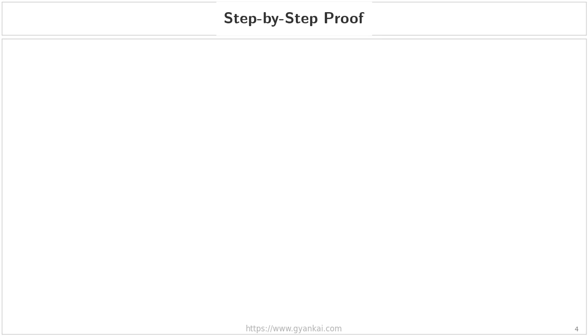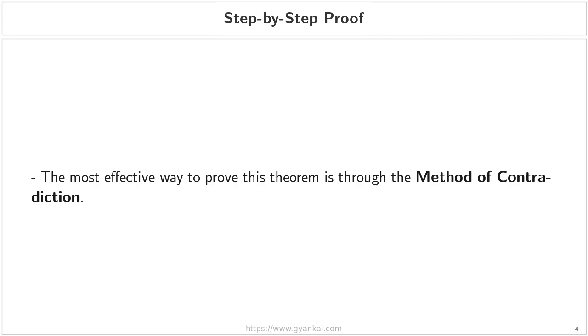Step-by-step proof. Now that we understand what the converse of the Basic Proportionality Theorem actually claims, let's look at how we can actually prove it. The most effective way to tackle this proof is by using what we call the method of contradiction. Now, don't let that term intimidate you.